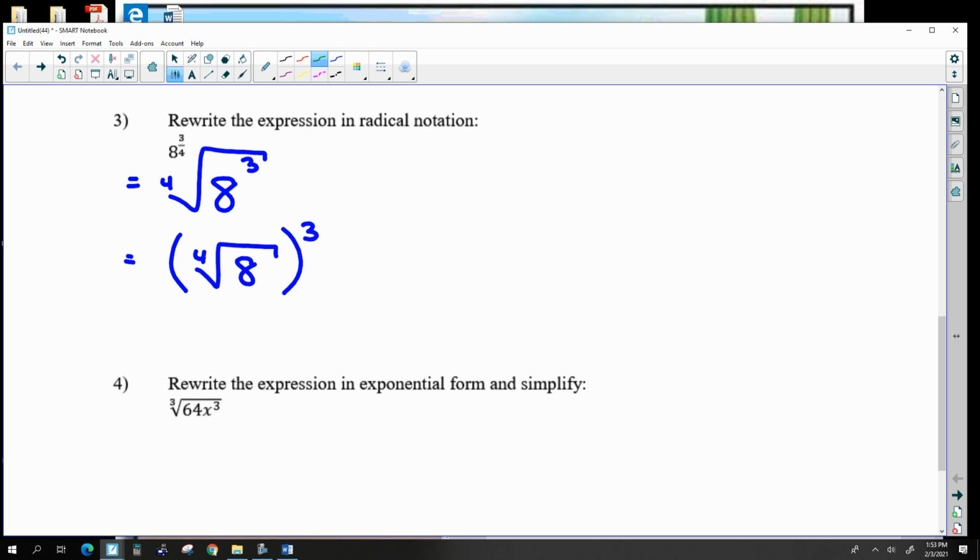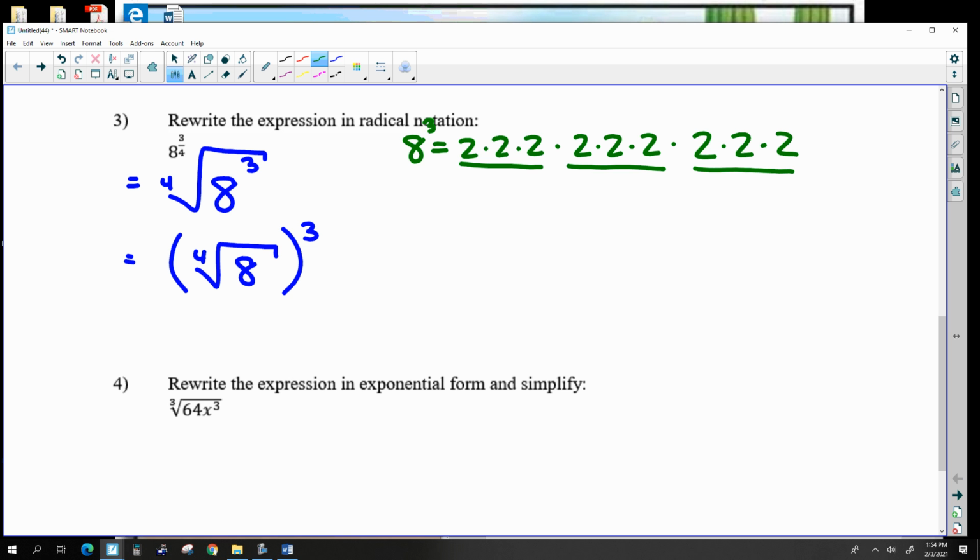Here's what I'm kind of scared of. If you think about 8, 8 is the same thing as saying 2 times 2 times 2. So if I have 8 to the 3rd power, it's 2 times 2 times 2 times 2 times 2 times 2 times 2 times 2 times 2, because that would be 8 times 8 times 8. Okay, so that would be technically 8 to the 3rd power.